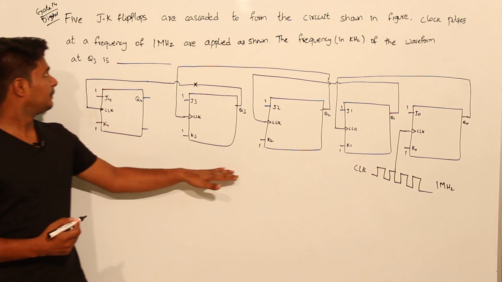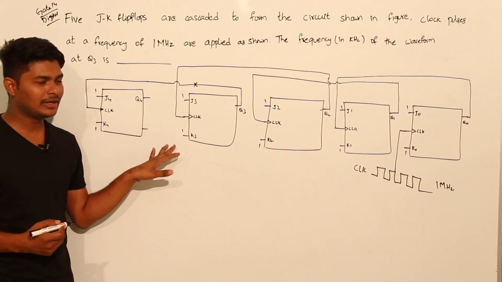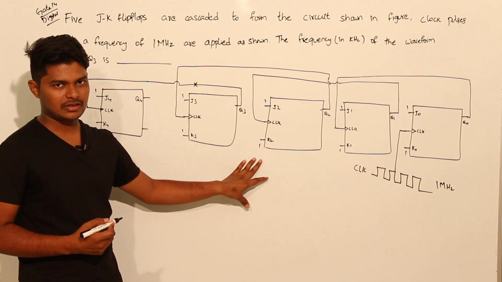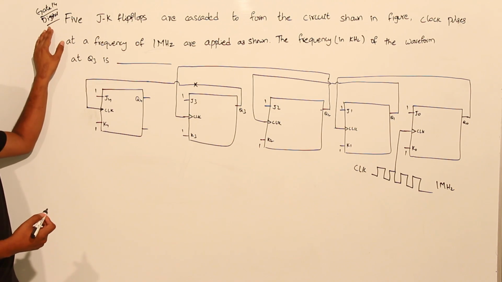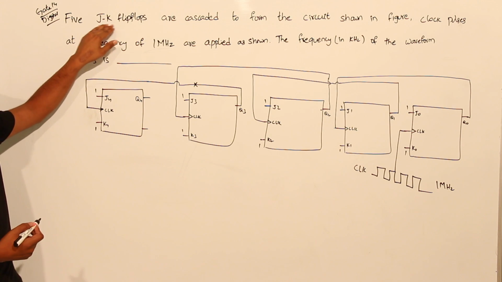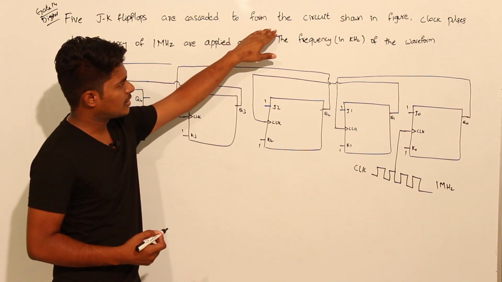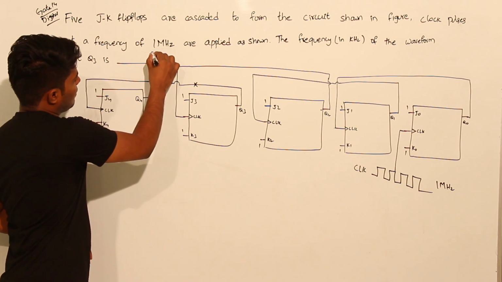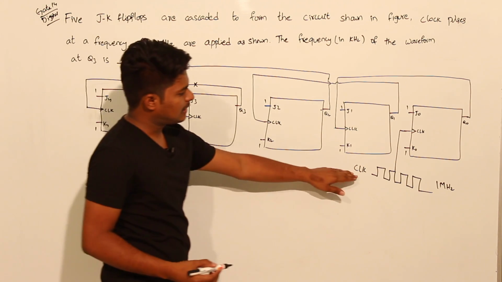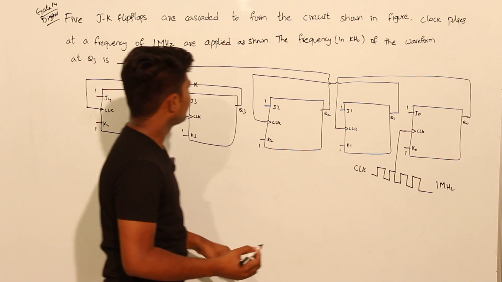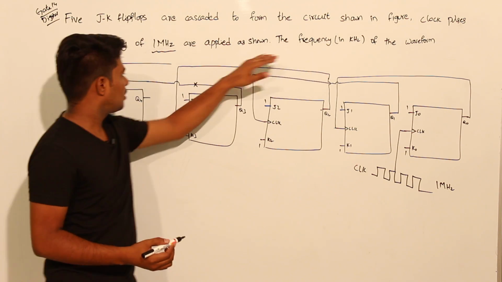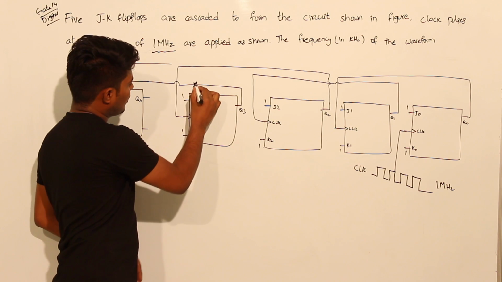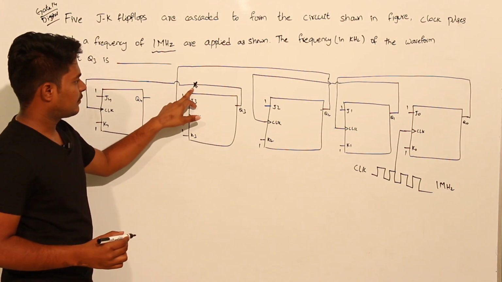You see this question, first of all, don't be afraid of this question by seeing this much big diagram. It's just a simple concept. This question is given in GATE 2014, the subject digital. 5 JK flip-flops are cascaded to form the circuit as shown in the figure. Clock pulses at a frequency of 1 MHz. This is the clock pulse applied at 1 MHz and the frequency in kilohertz of the waveform at Q3. So at this point, you should get what is the frequency.